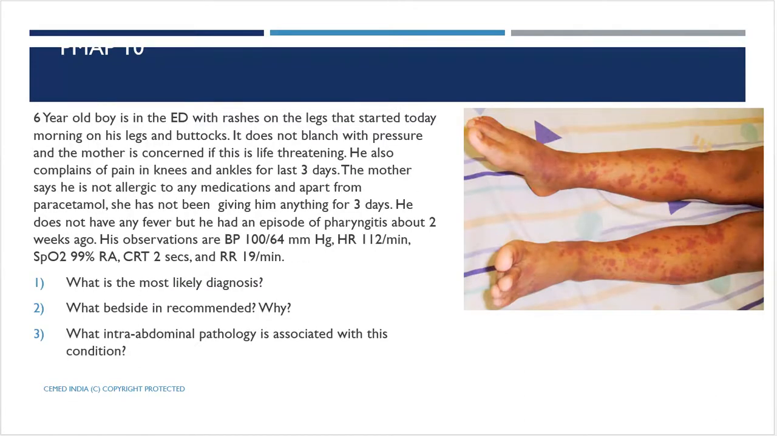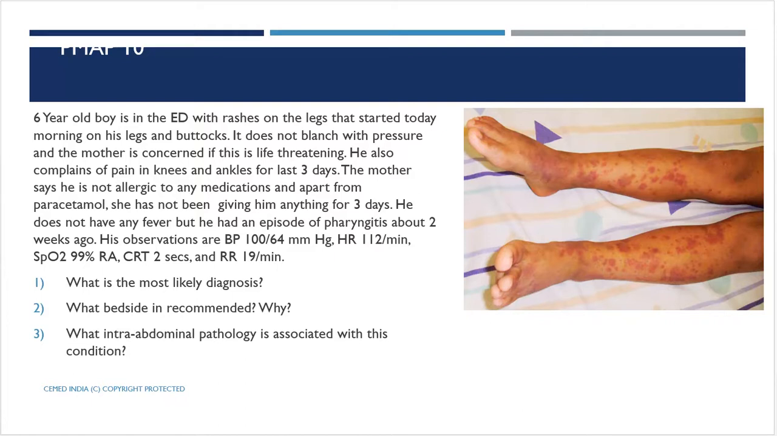Okay, you can pause the video again, read over it, and write the answer. So what is the most likely diagnosis? It was very clear that the child is quite stable, and from the description, and if you see the purpuric patches, it is Henoch-Schönlein purpura. And what bedside test is recommended?